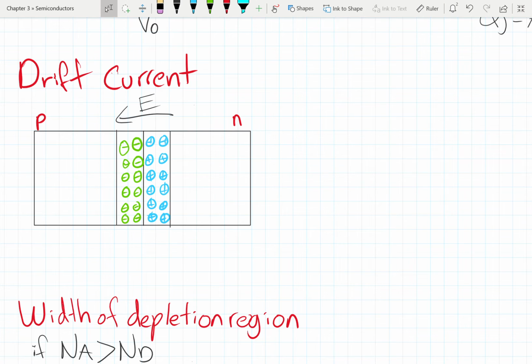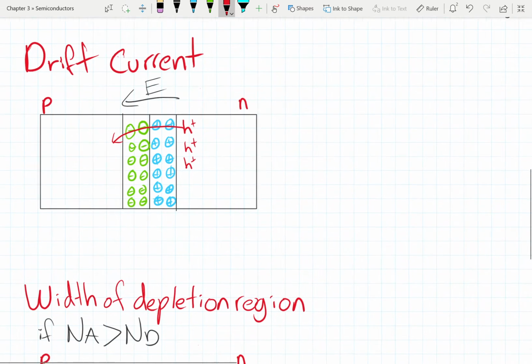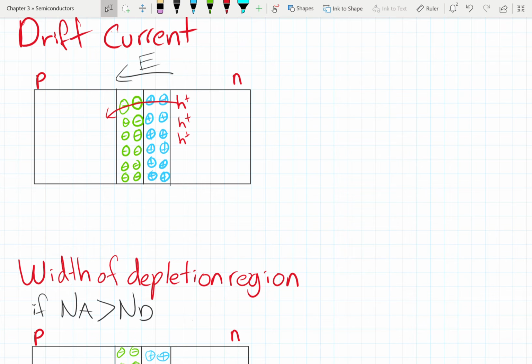So on the N side, the minority carriers are holes, right? Let me just draw them in red, I think that's better. These are minority carrier holes on the N side, and the holes near the depletion region face this electric field, and we know that holes go in the direction of the electric field. So there is a current going from the N to the P side due to the holes in this direction.